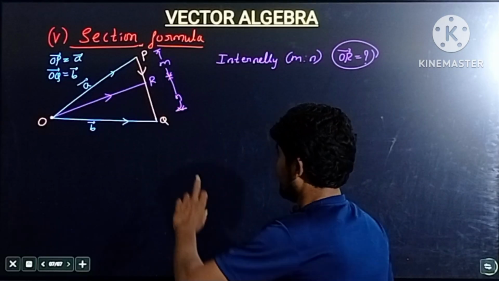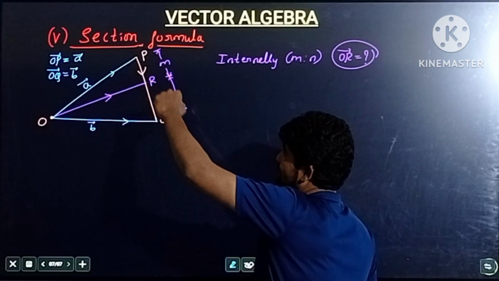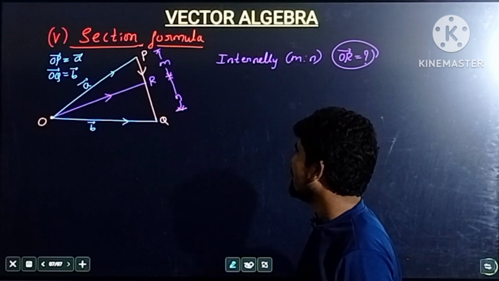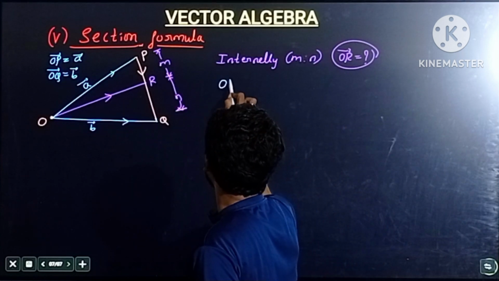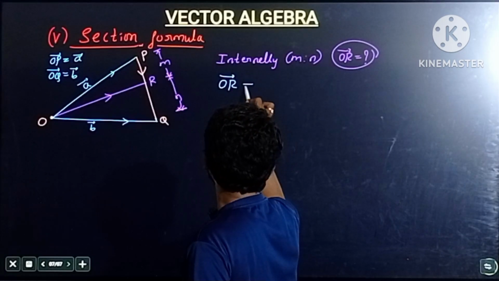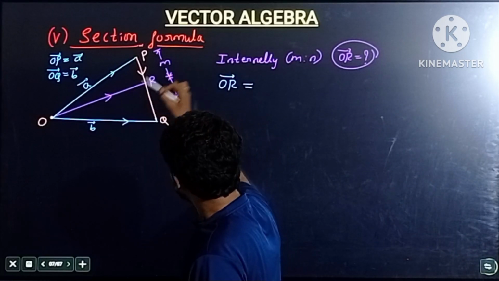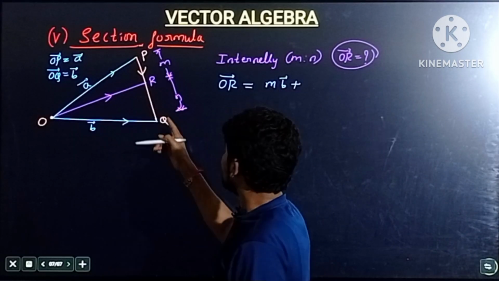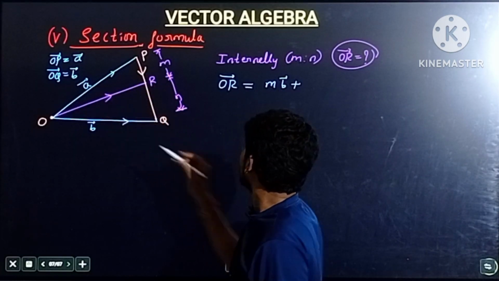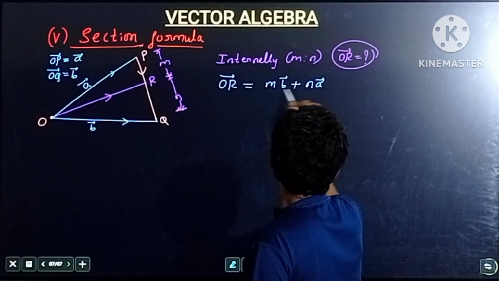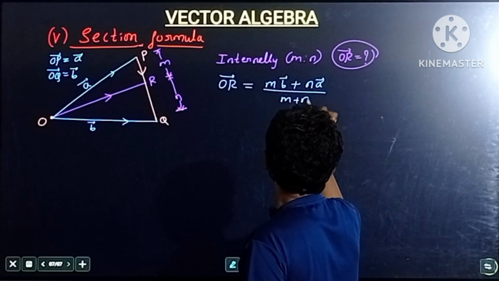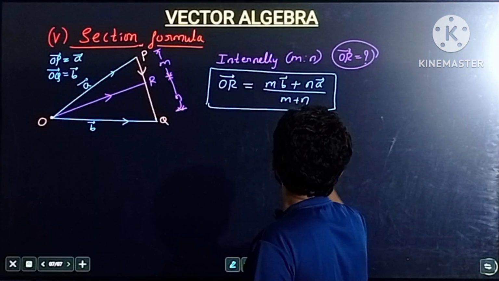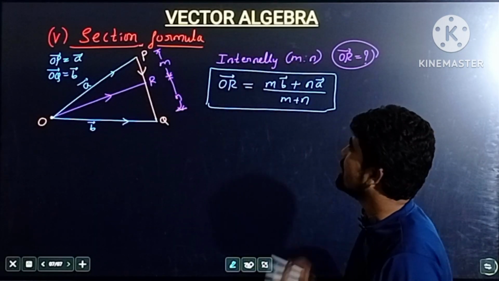See here, if the point R divides the line segment PQ internally in the ratio m is to n, then the position vector of the point R, that is OR vector, is equal to m into B vector plus n into A vector, divided by m plus n. This is the position vector of the point R when it divides PQ internally in the ratio m is to n.